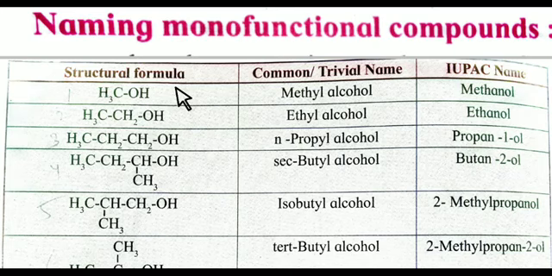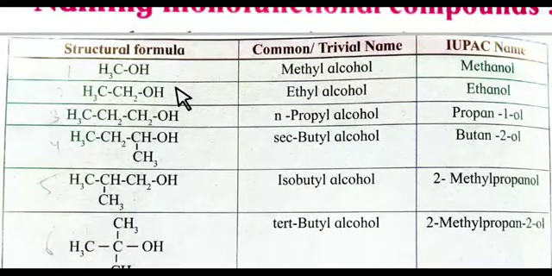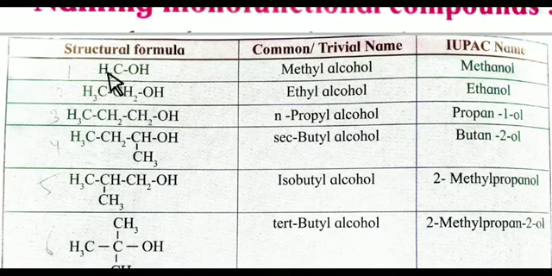And see the naming of alcohol. First we have to study the common name. The first compound has only one carbon atom, so it is methyl alcohol. ROH means alcohol. The second compound has two carbon atoms, so it is ethyl alcohol. Three carbon atoms are there, and always remember there is no branch.